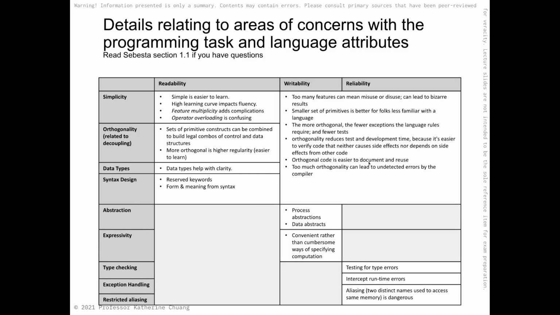So what does that mean? As an example, if reliability matters and we want to be able to verify, then we want to be able to test for type errors. And so that means we want a type checking feature with the language. So that's just an example of how to read this, or how this is summarizing the information from Sebesta section 1.1. You should read that if you want more details. There could be errors in my typing up the paraphrasing of what the author said.